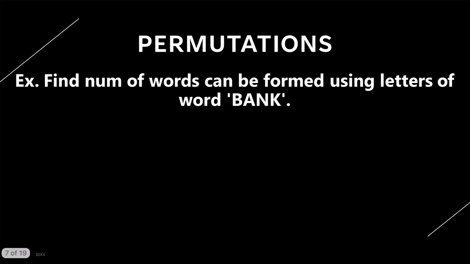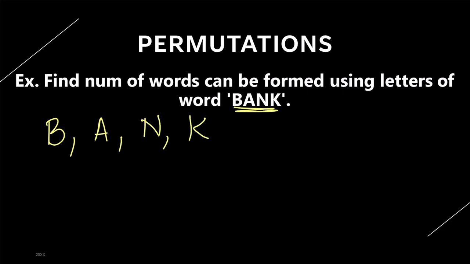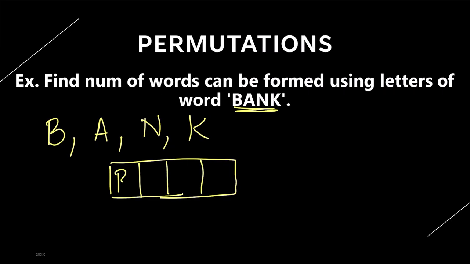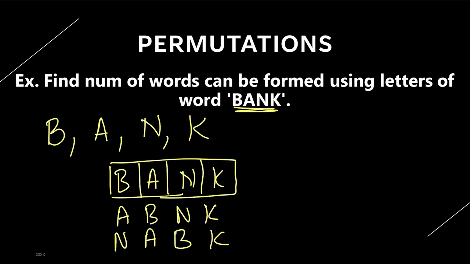Now let's see. If the letters B, A, N, K are given to you, and they ask you to make a 4-letter word, how many 4-letter words can you make? So the first one you can make is B A N K, or you can make A B N K. You can also make N A B K, and so on.